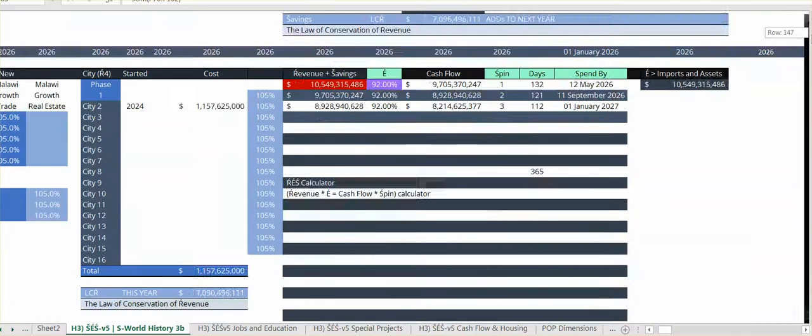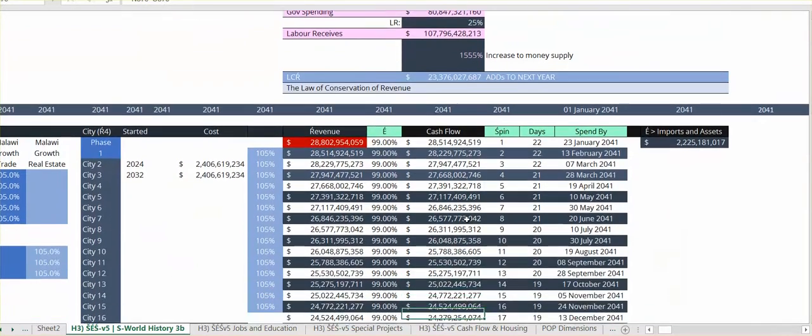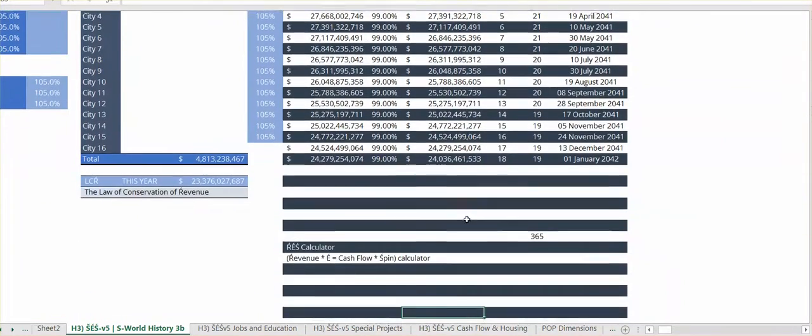As we go down, we see we spin more and more, and we're respending that cash flow faster and faster. Of course, you need a very high E, and that is why it's a monopoly. If this hits 100, it's a perfect monopoly, because all the money is continually circulating around, it never escapes. But at anything below 100, it is a partial monopoly.